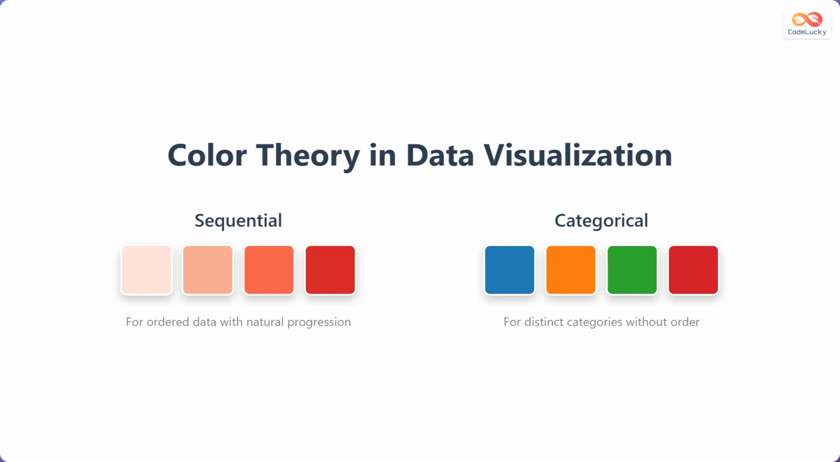Color plays a vital role in data visualization. Sequential color palettes are ideal for ordered data with natural progression, like low to high values. Categorical color palettes are used for distinct categories without any inherent order. Thoughtful color choices can significantly improve the clarity and impact of your visualizations.